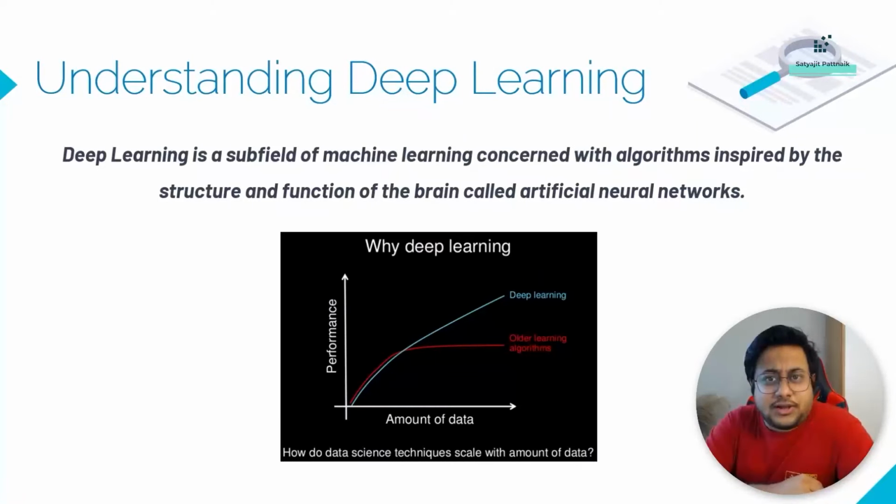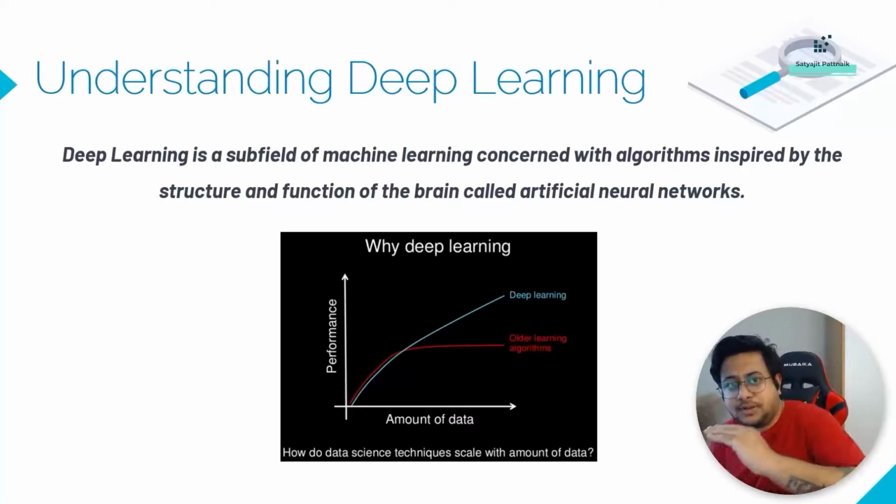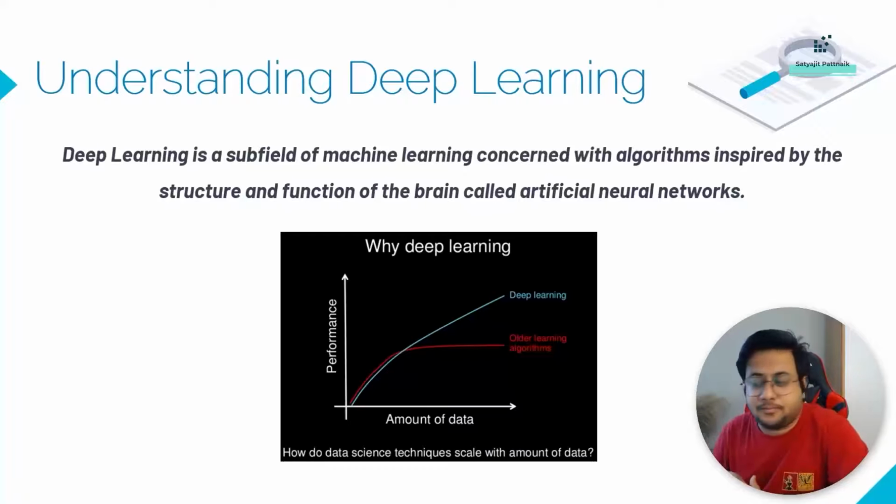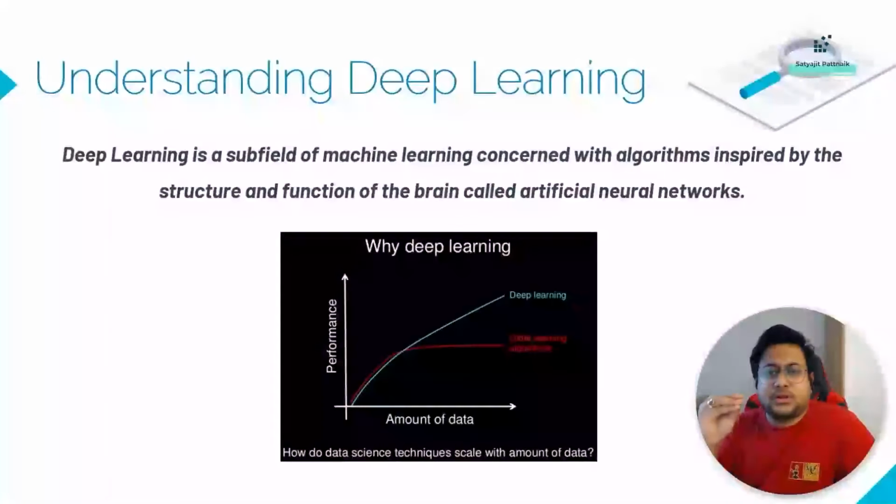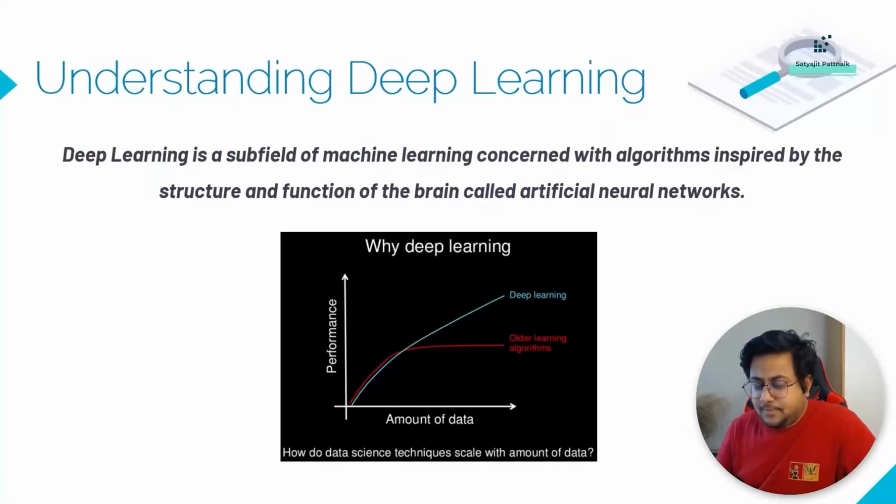Deep learning, as I already told you, is a subfield of machine learning concerned with algorithms inspired by the structure and function of the brain, called artificial neural networks. Why deep learning? I have already shown that in this image itself. The performance of deep learning is always better when you have more amount of data.